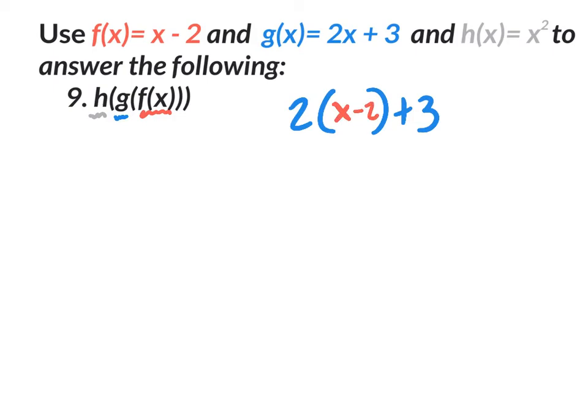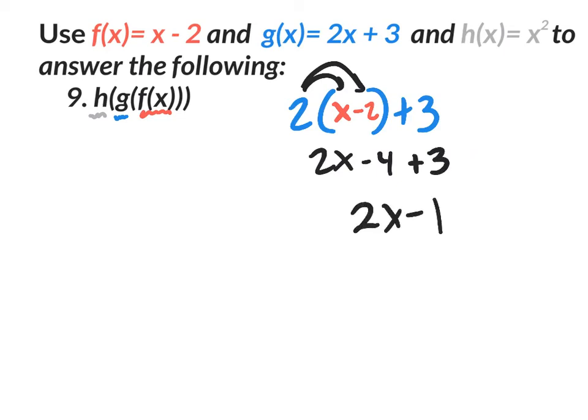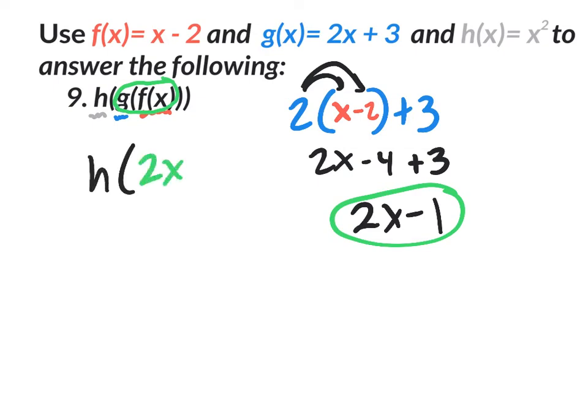So when I distribute, I have 2 times x, that's 2x. 2 times negative 2, that's negative 4. Bring down the plus 3, that'll be 2x minus 1. So far, I have this g of f of x, that's really 2x minus 1. So we could rewrite this now as h of that green 2x minus 1.